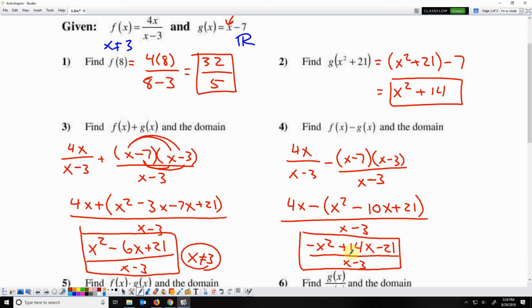And once again, I have to make sure my domain satisfies f of x, g of x, and the composition. So x can't be 3, x can be all real numbers, and again x can't be 3. So the only restriction is that x cannot equal 3.